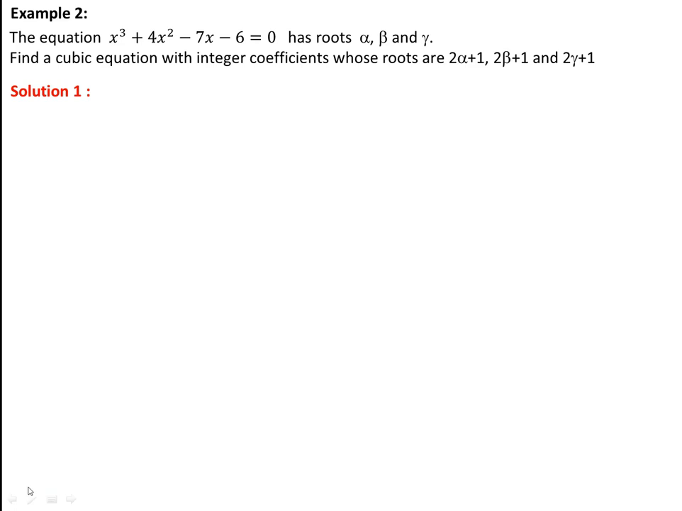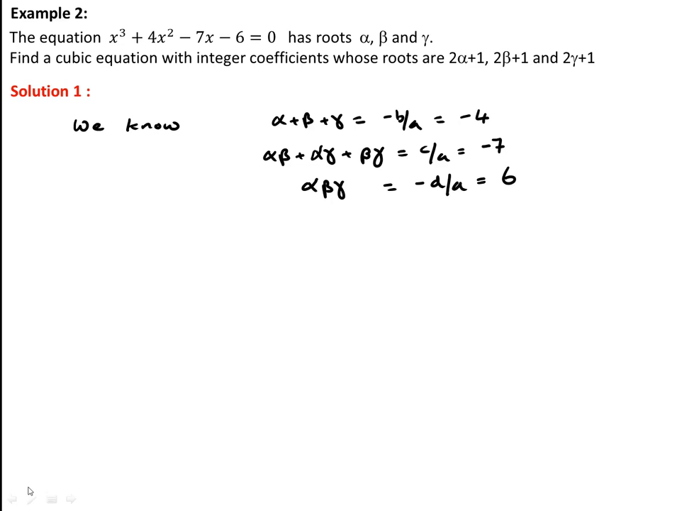So the first solution, what we're going to say is, alright, we know first of all that the values of alpha, beta and gamma satisfy alpha plus beta plus gamma must be minus b over a, which in this case gives me minus 4. Alpha beta plus alpha gamma plus beta gamma must be c upon a, which in this case is minus 7 over 1, or minus 7. And finally, alpha beta gamma must be minus d upon a, which in this case is minus 6 upon 1, which gives me 6.